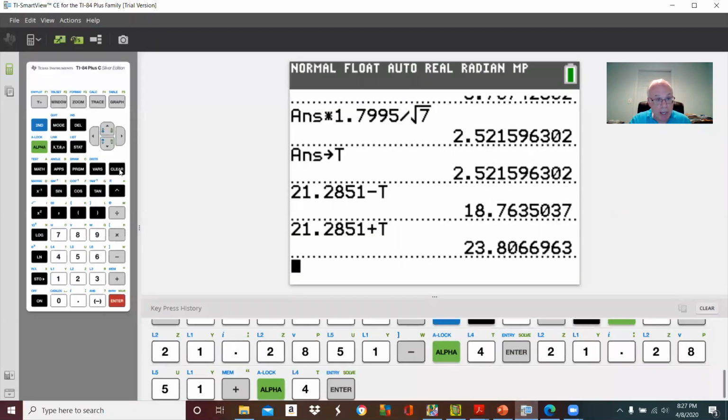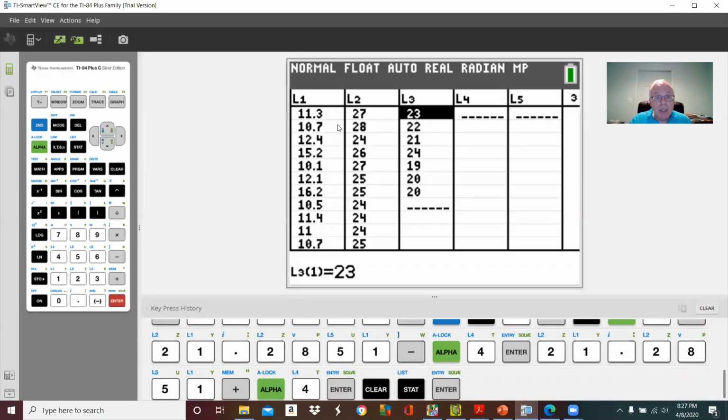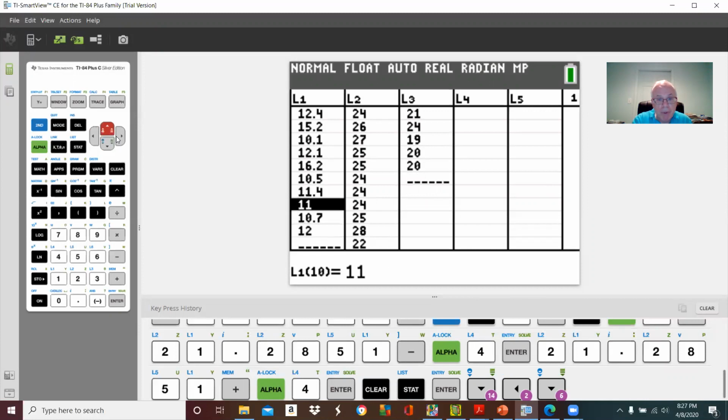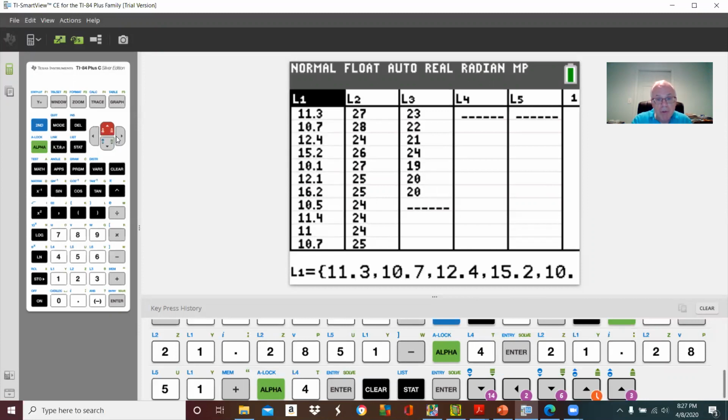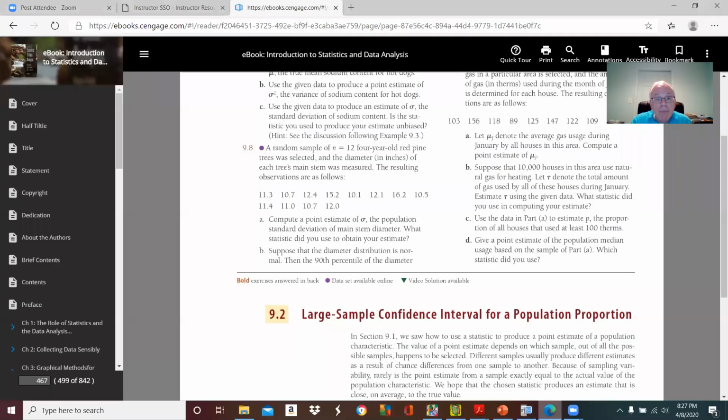And actually, I've already done that, if I remember correctly. Basically in L1. So those are the 12 numbers, I think, in L1. If I scroll down, oops, I think we need to scroll over to L1. Scroll down. Yeah, those are the 12 numbers. I think those are the 12 diameters. Let's go back to the problem quickly. I just want to double check that's true. Yeah, 11.3, 10.7, and so forth.